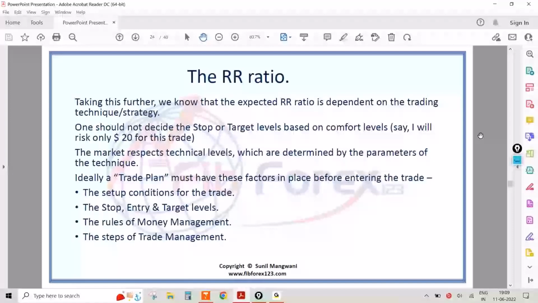Do you have a trade plan? Do you have a reason why you enter the trade? Do you know where your stop is going to be? Do you know what your target is going to be? Do you know how much risk you're going to take? Unless you have these factors written down in front of you, you're not trading, you're gambling. Now, this is important, right? So you must have a trade plan. So RR ratio, risk to reward ratio, is decided before we enter the trade. It depends on whatever technique I'm following.